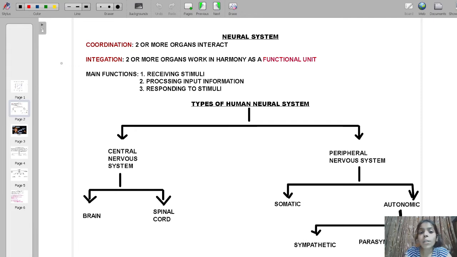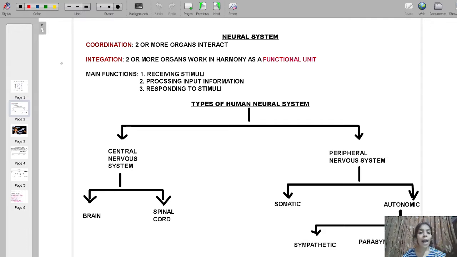So when we talk about nervous system, what impression do these two words bring to our mind? Nervous system. Automatically, the next term that comes to our mind is nerve. Right? So what is a nerve? What has a nerve got to do with our body?